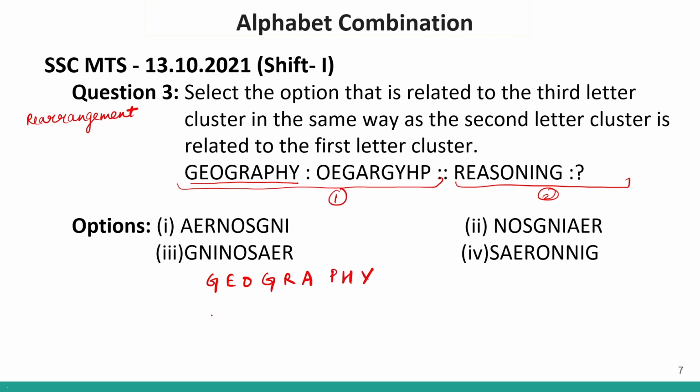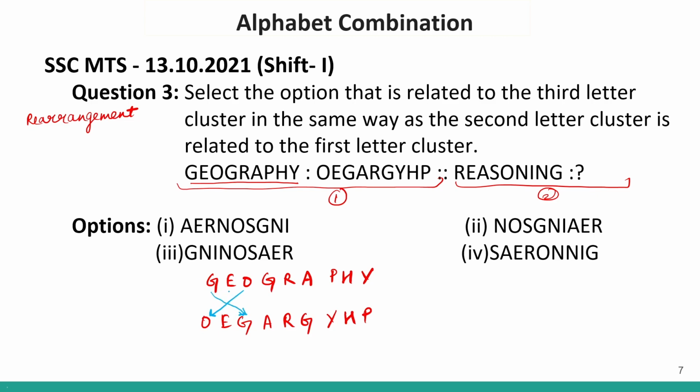GEOGRAPHY. This has been rearranged to OEGARGYHP. Correct? This is the rearranged word. Now let us try to find the logic. Over here I can see O has come in this place, right? E has remained in this place and G has come in this place. Correct?